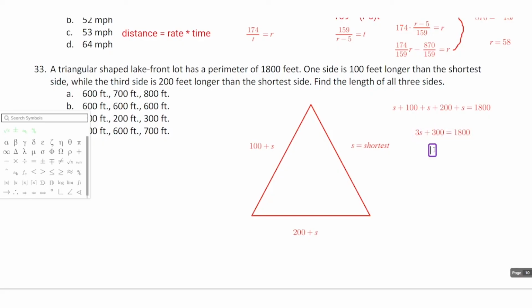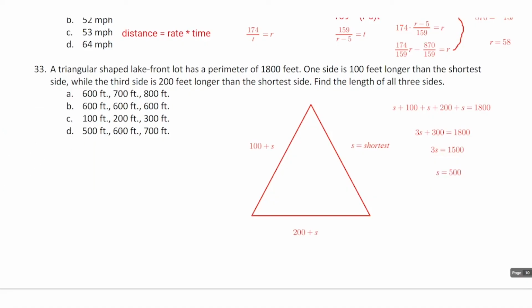Then if I subtract 300 from both sides, I'm going to get 1,500. And if I divide 1,500 by 3, I get 500. So the shortest side is 500. Looking at our answer choices, it's pretty obvious what our answer is going to be because D is the only one that has the shortest side as 500. But you can see that this would be right anyway because the two other sides, when you add 100 and 200 to 500, will give you 600 and 700. So we've got confirmation here that D is the right answer.